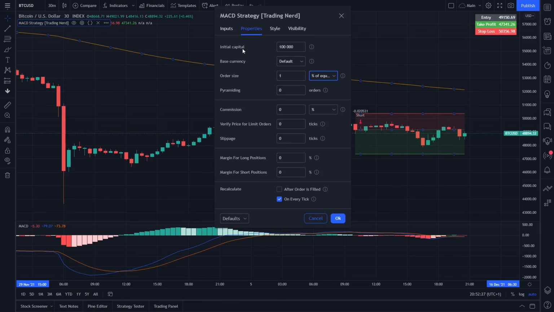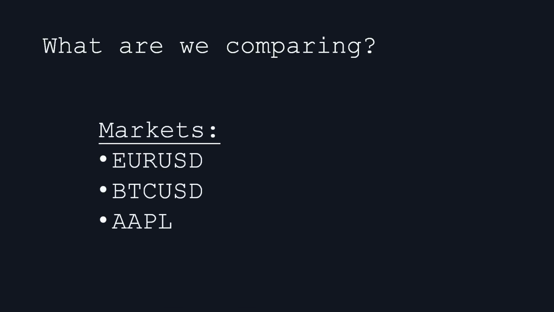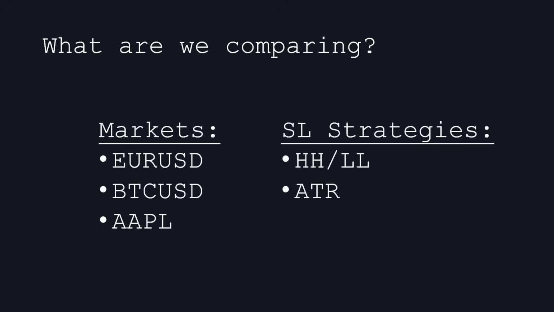And now let's have a look at some results of the strategy of the Euro USD, BTC USD and Apple stock. For all markets, we are comparing both stop loss strategies, the highest high lowest low and ATR based stop loss. For calculating the take profit, we are using a 1 to 1.5 risk reward ratio. And now let's have a look at the profit graphs.